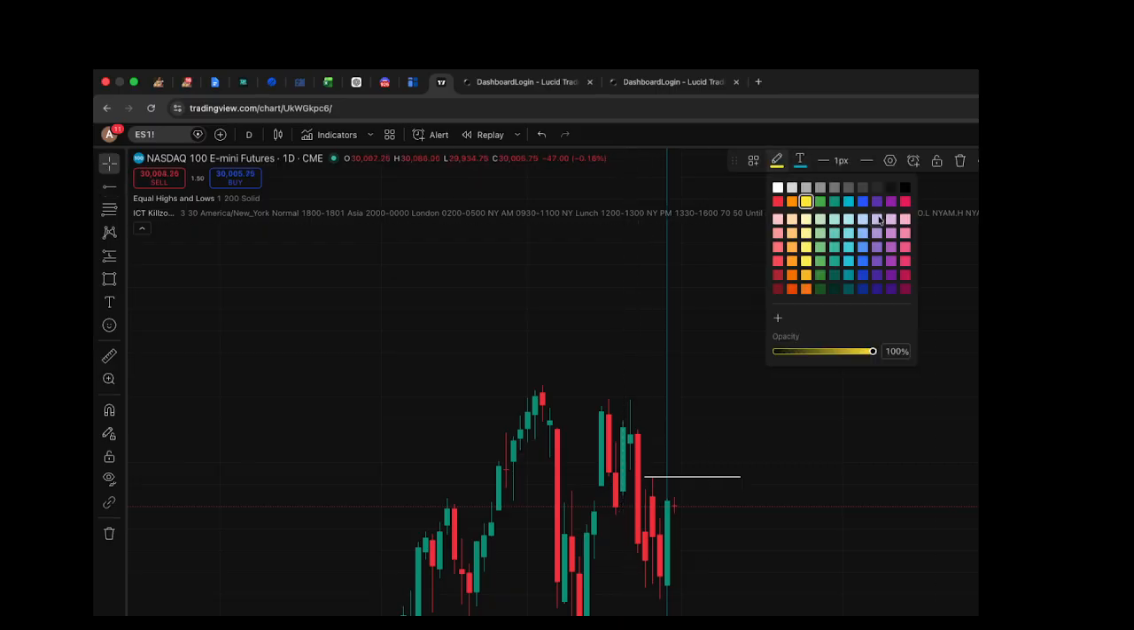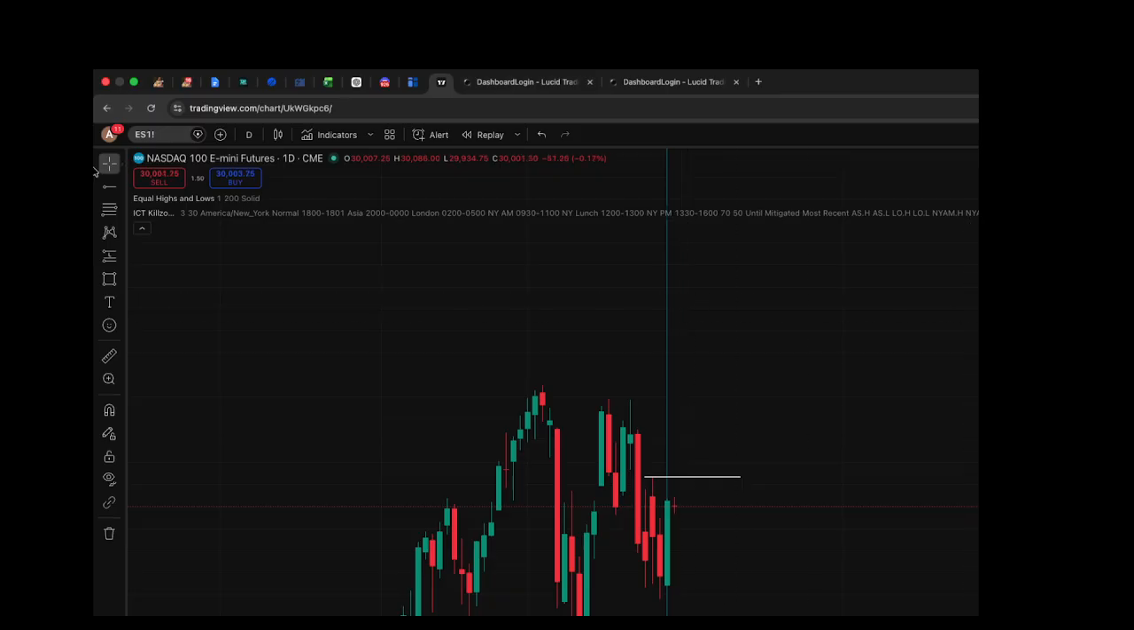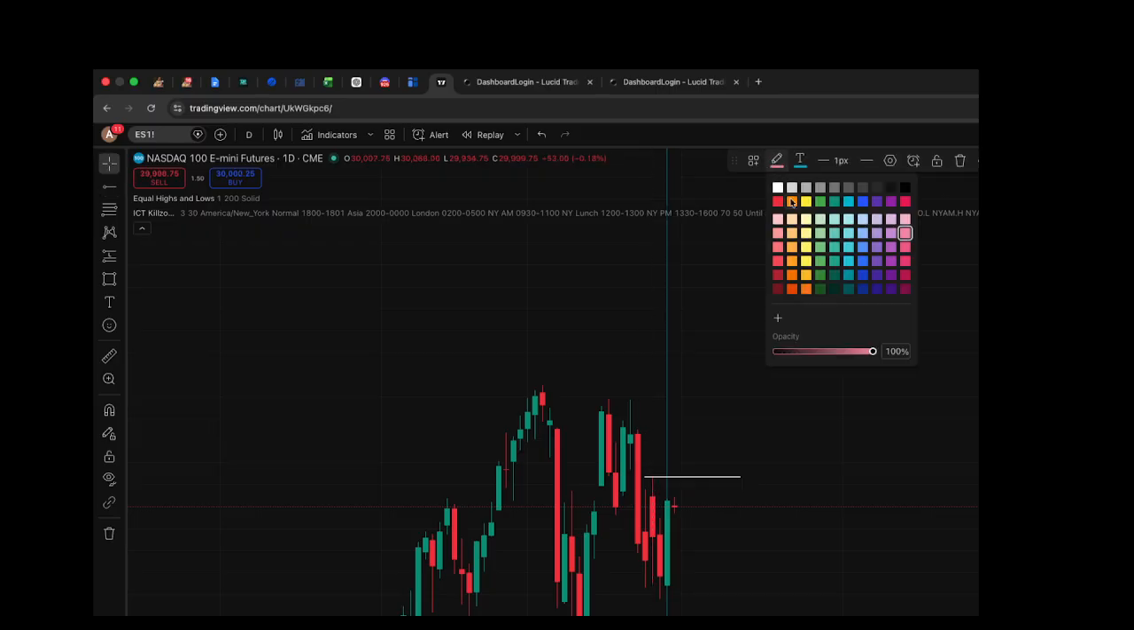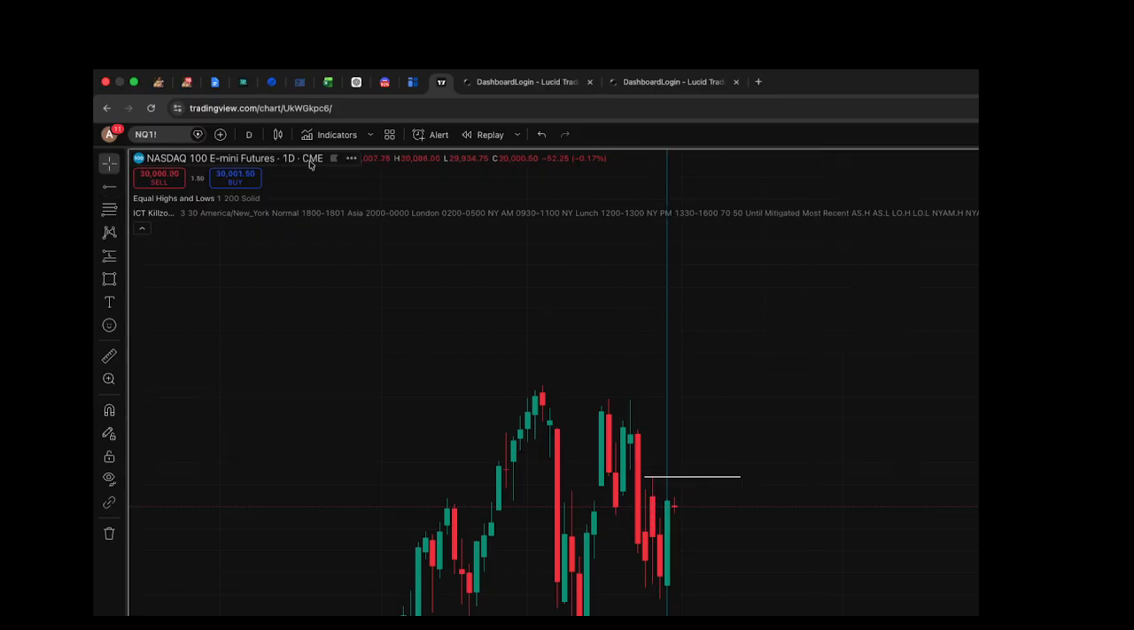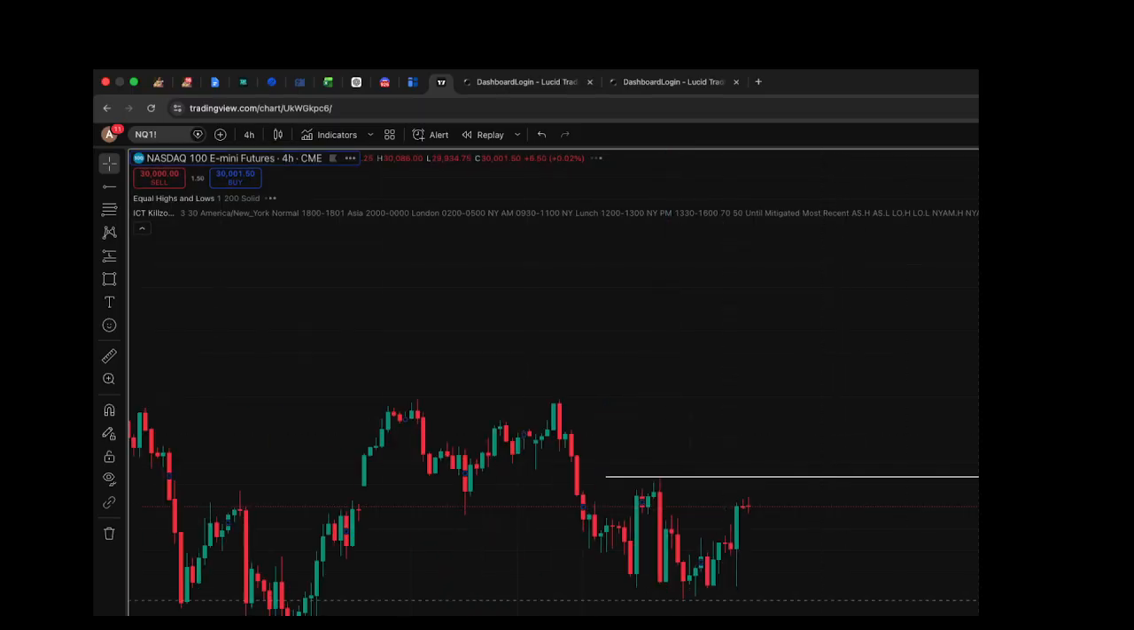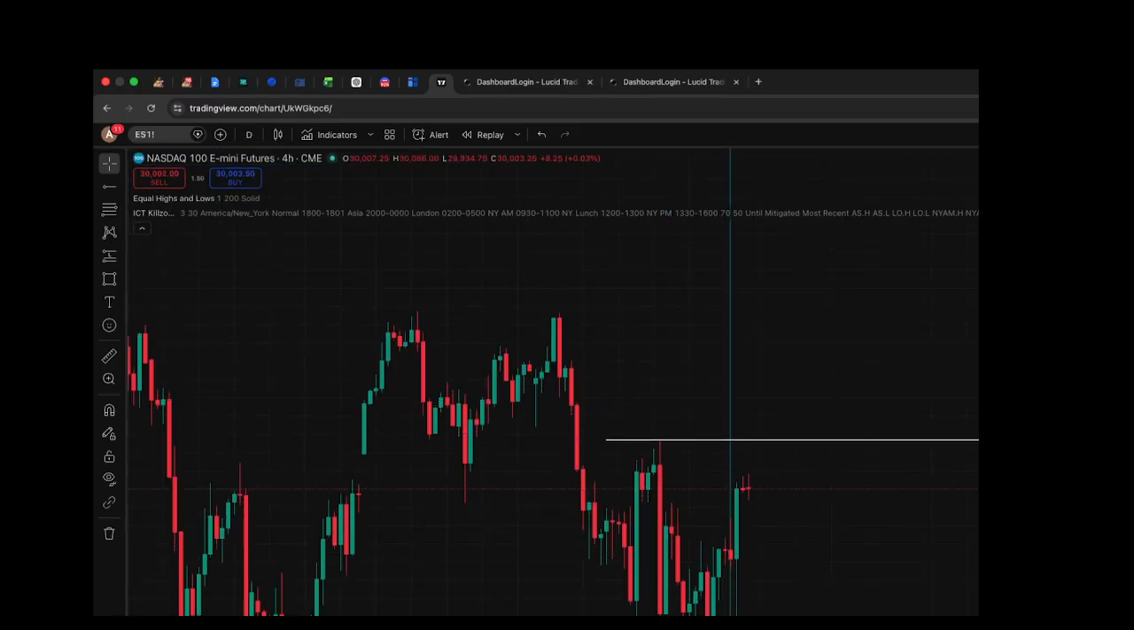This was the unfilled daily gap. I'll mark it out in case we dumped. So I was trading ES today because my draw is on ES. I wanted these highs right here.